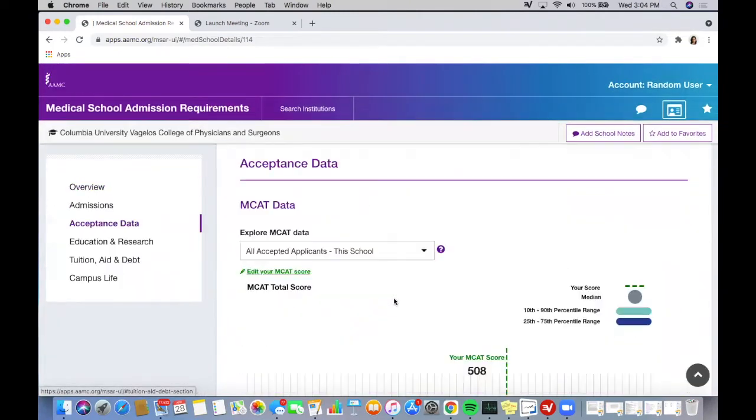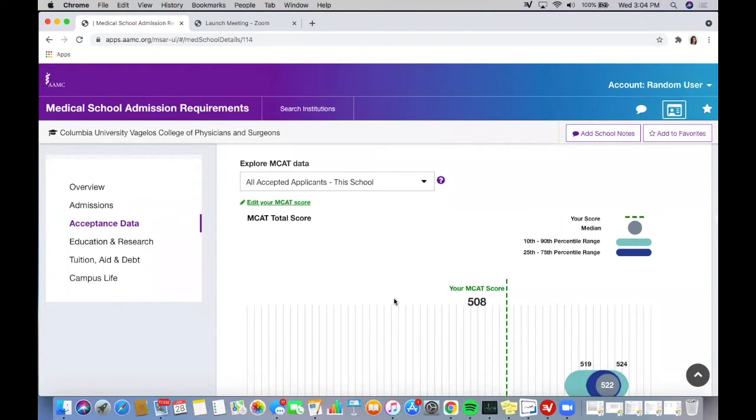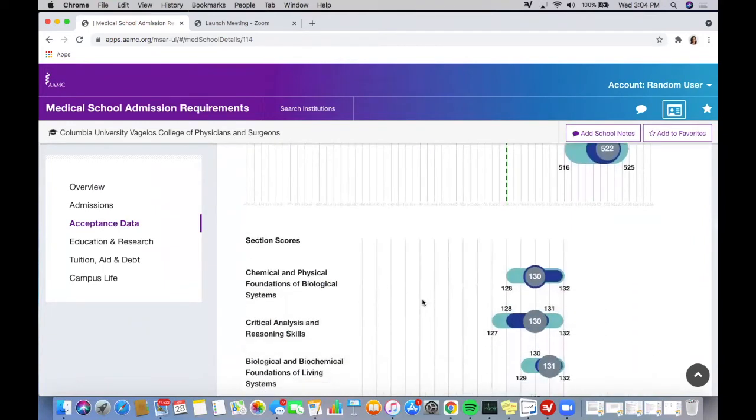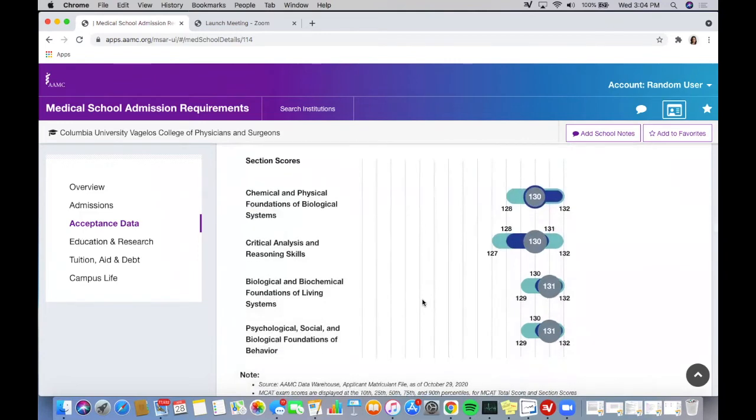And I'm going to click on my admissions data. Oh, it didn't update it. That's interesting. Okay, well, a slight flaw in the system. That's okay. Now we can actually look at specific section scores here.